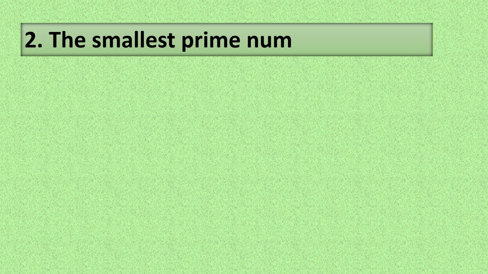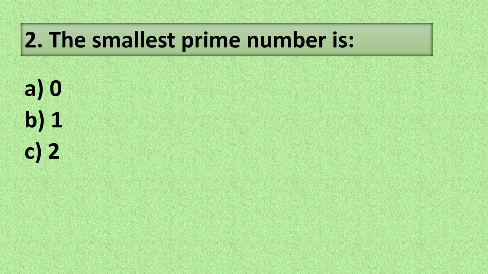Question number 2. The smallest prime number is: options are A) 0, B) 1, C) 2, and D) 3. The smallest prime number is, and the answer is C) 2.